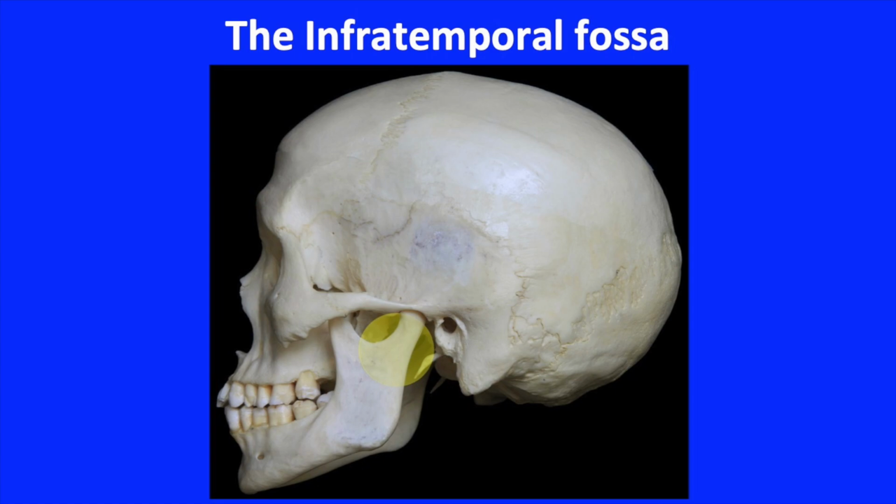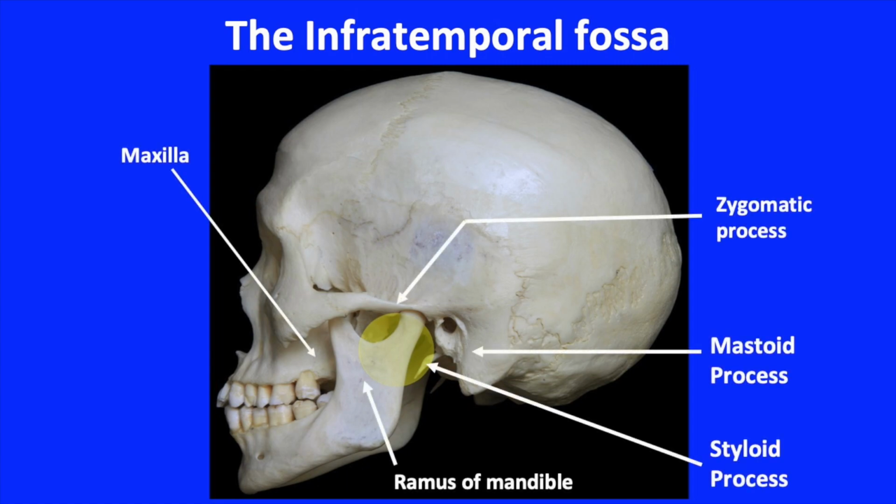Having mentioned the infratemporal fossa in the previous slide, we now delve deeper into it and define its borders. And here, in the yellow circle, I show the region. It is the space below the temporal bone and deep to the ramus of the mandible. Let's again put some labels on the skull. And here they are. We again recognize the zygomatic process, the mastoid, the styloid, the ramus of the mandible, and the maxilla.